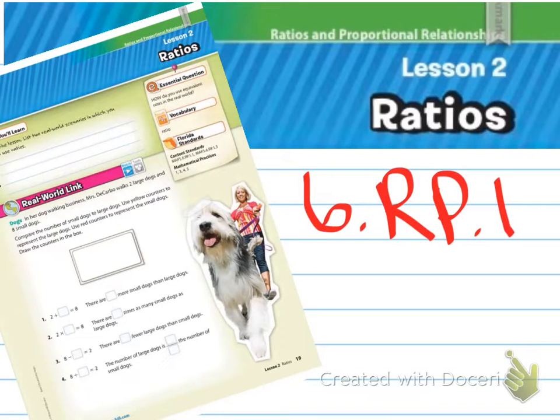Hello everybody, so we're working on ratios and that's going to be standard 6.RP.1, and in the textbook it's lesson 2 in chapter 1, so that's on page 19 that it begins. So if you wanted to look in your textbook at the same time as writing the notes, you can always do that.